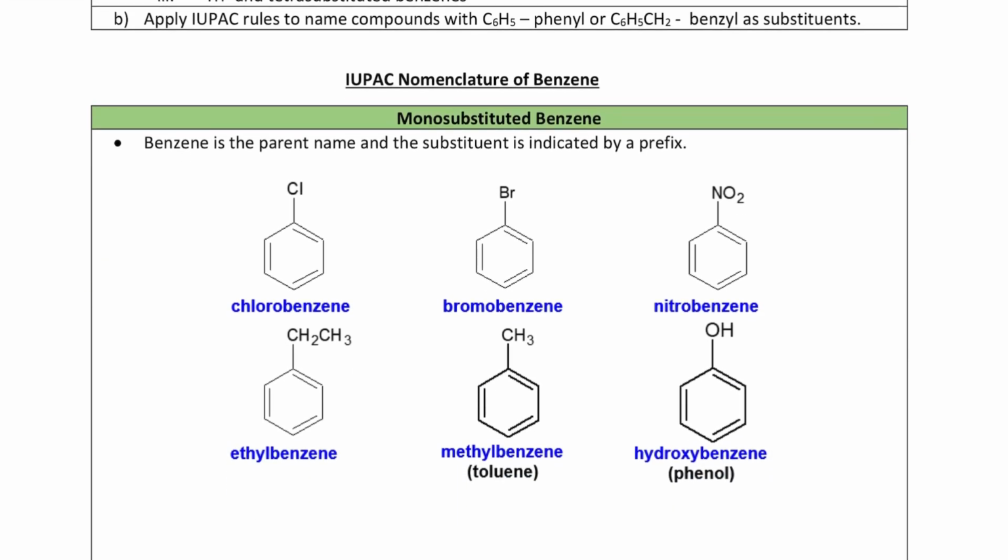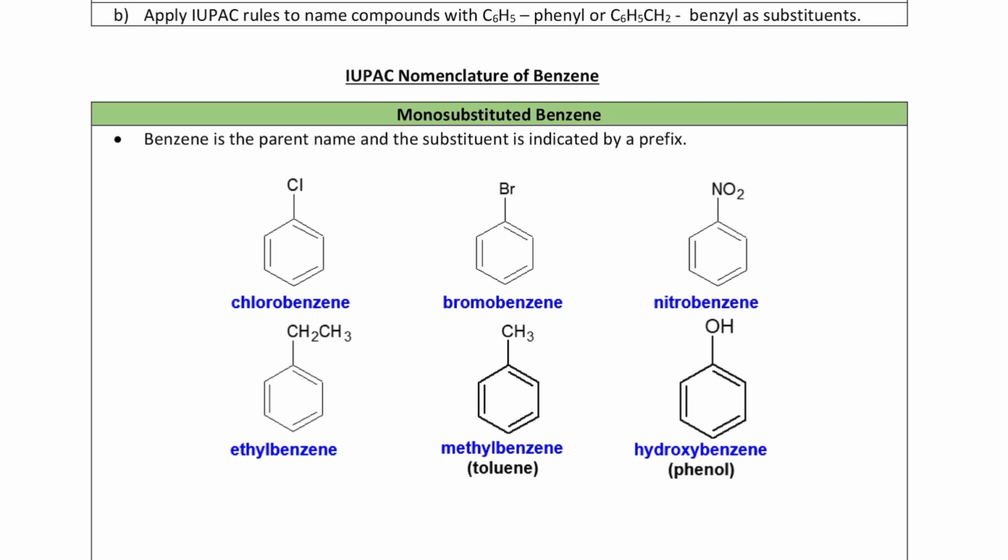Okay, so next kita tengok IUPAC ni nomenclature for benzene. So let us start with monosubstituted benzene. Monosubstituted benzene mean benzene tu substituted dengan satu substituent sahaja. Okay, so in this case benzene akan jadi parent lah. And the substituent is indicated by a prefix. So for example, kita ada benzene ring, and then kita ada chlorine attached to that benzene ring. So parent kita adalah benzene. Kita punya substituent Cl, we call it as chloro, so chlorobenzene. Okay, so Br attached to benzene, so bromobenzene. Okay, and then NO2.